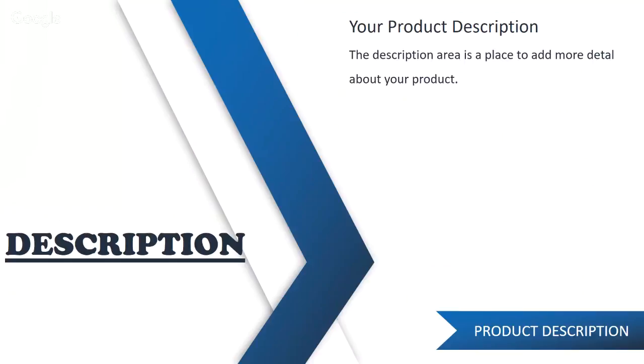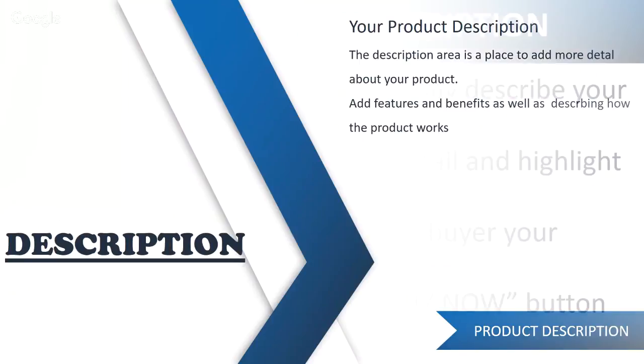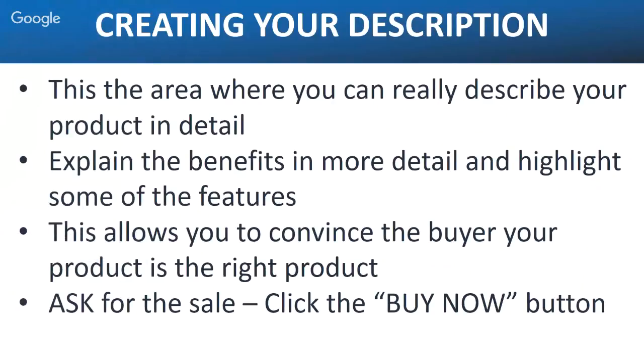Okay, a description is an area that you place more detail about your product. You've got to sell the product. Add features and benefits. This is definitely a place where you can add all the features, not in your bullet points. Okay, as well as describing how the product works, how it functions. What are the features of that and how it works. Okay, so again, let's go through this. This is an area where you can really describe your product in detail, explain the benefits in more detail.